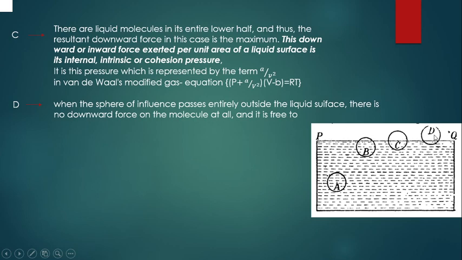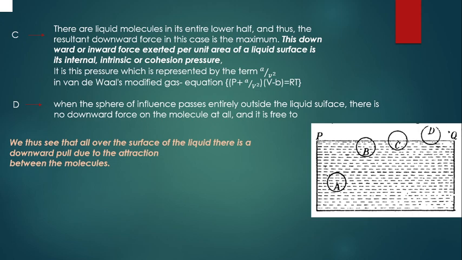Coming to the D molecule. The D molecule is totally outside the free surface. When the sphere of influence passes entirely out of the liquid surface, the D molecule is completely outside the liquid. There is no downward force. The sphere of influence consists only of gas molecules. So there is no downward force on the molecule at all and it is free to move.